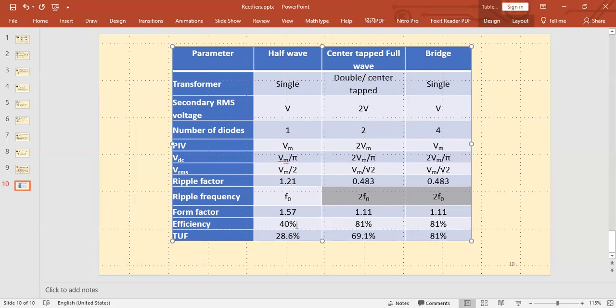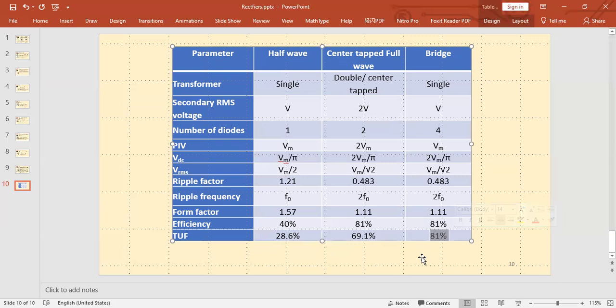Efficiency of the whole rectifier: the half-wave rectifier efficiency is really very poor, only 40%. For the other two, efficiency is good, 81%. Now, the transformer utilization factor, that means how much of the capacity of the transformer is used. For the half-wave rectifier it is very poor, 28.6%. Center tap is a little more than double that, 69.1%. But the transformer utilization factor of the bridge rectifier is very good, 81%.